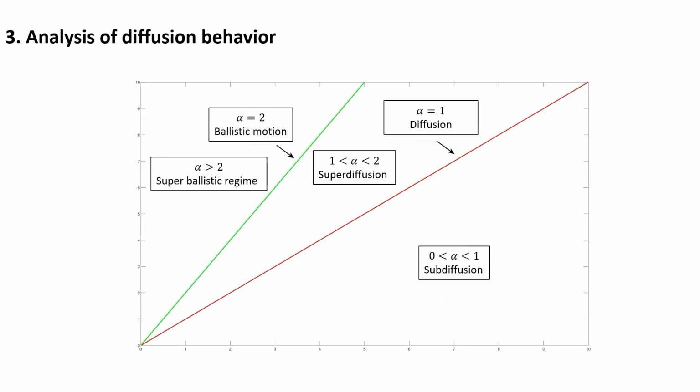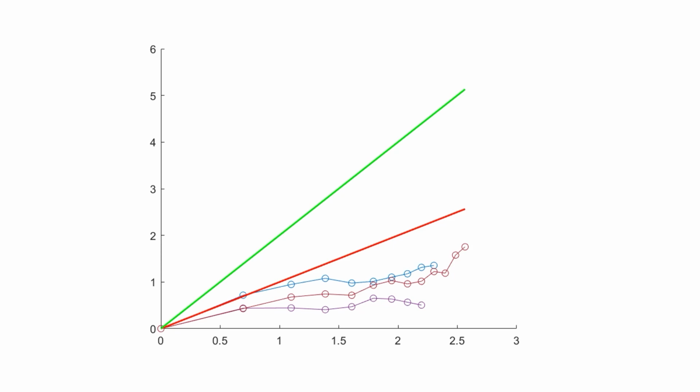If the slope is smaller than 1, the behavior is subdiffusive. If it equals 1, it is diffusive. If it falls between 1 and 2, it is superdiffusive. And if it equals 2, it's termed ballistic motion. As you can see, in our case, the motion of the random parts of the trajectories results in being subdiffusive.